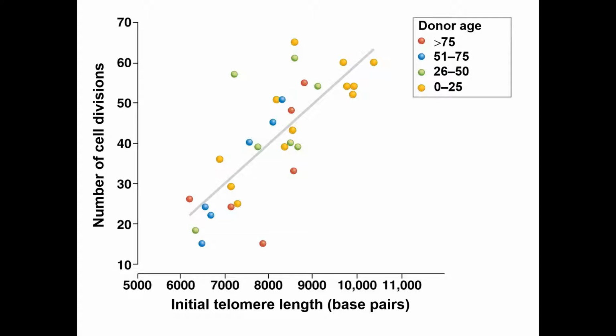Now here, there's no real relationship with the donor age. Individuals from 0 to 25, middle-aged, late-aged, and elderly, there's no real relationship being shown here. But the cluster overall shows this positive linear relationship between the number of cell divisions and initial length of the telomeres.